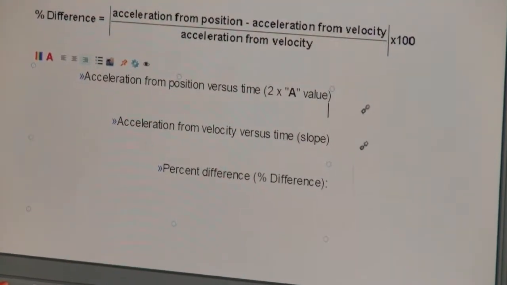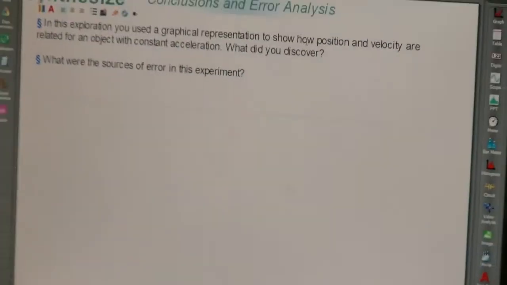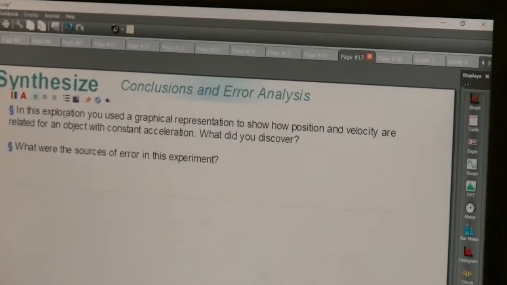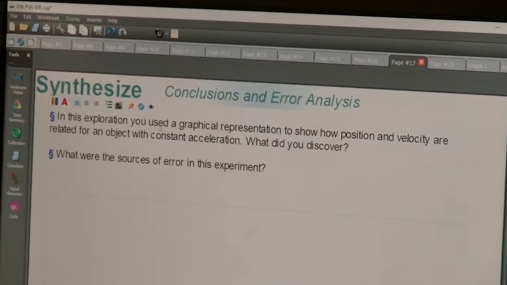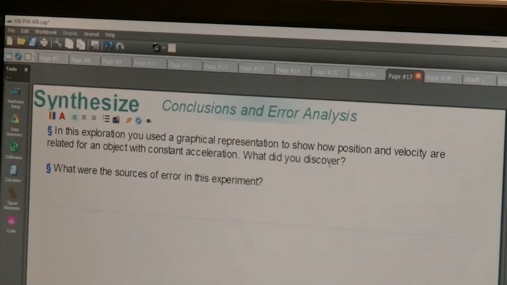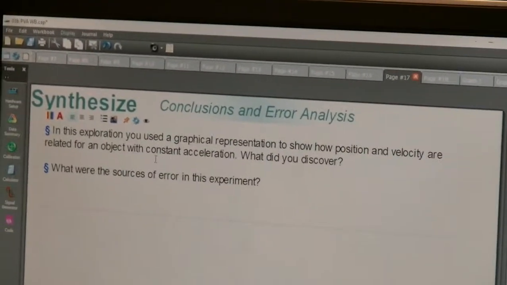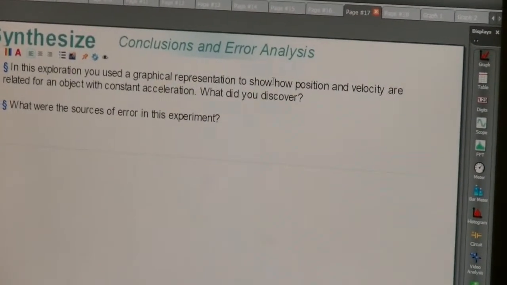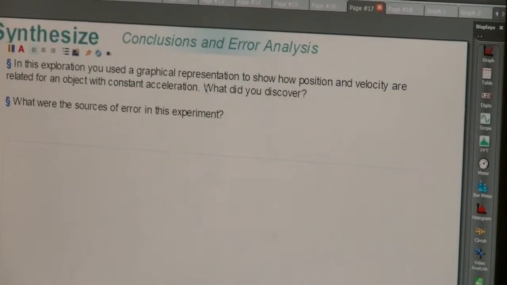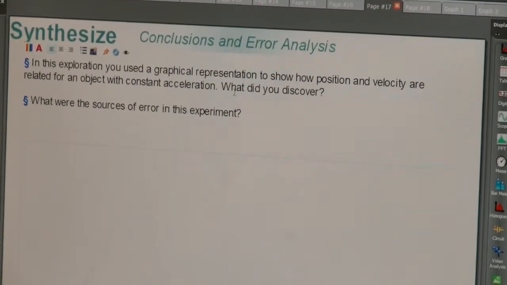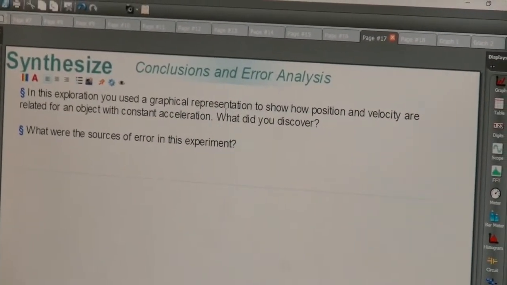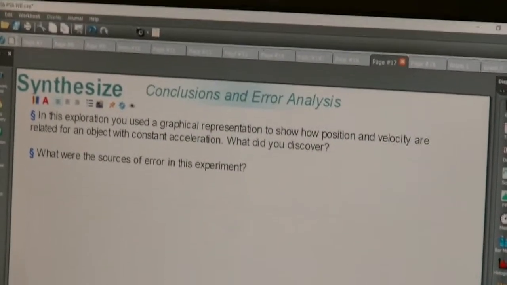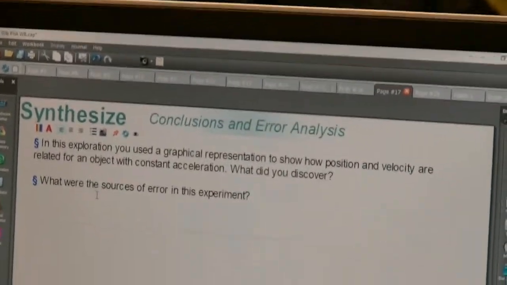Then moving on to the next page, there are some more questions we need to answer. The first question on this page 17 is, in this exploration you used a graphical representation to show how the position and velocity are related for an object with constant acceleration. What did you discover? You have to look at the graphs and answer what you discovered about a ball falling under uniform acceleration.